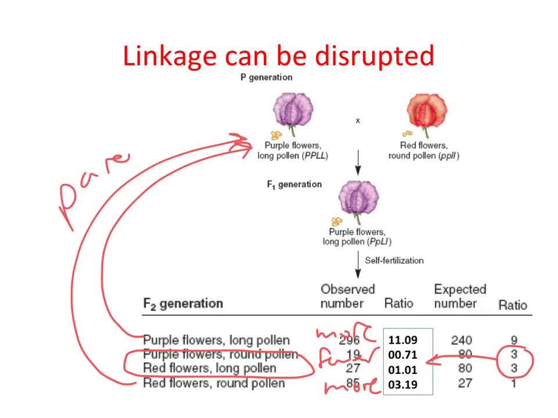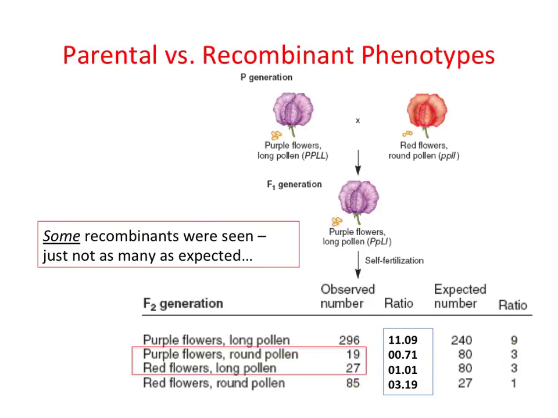So there are parental types, F2s, grandkids that look like their grandparents, and there are the recombinants, ones that would have new combinations, like maybe we're trying to make wrinkly green peas. We see many fewer than we would have expected of the new types. So we saw some recombinants, hold on. So we do see some of these recombinants, just not as many as we hoped for. Good.